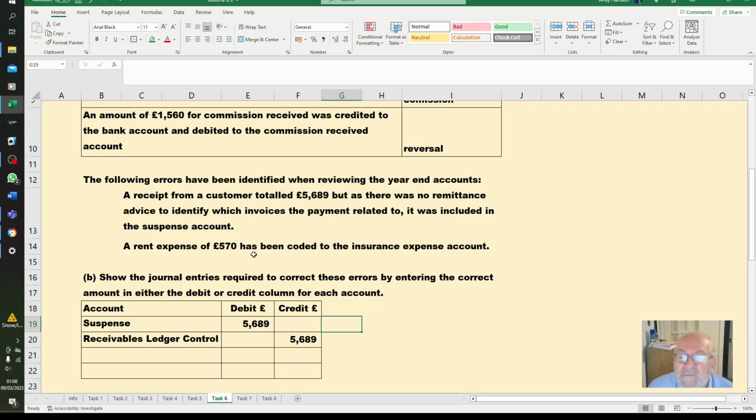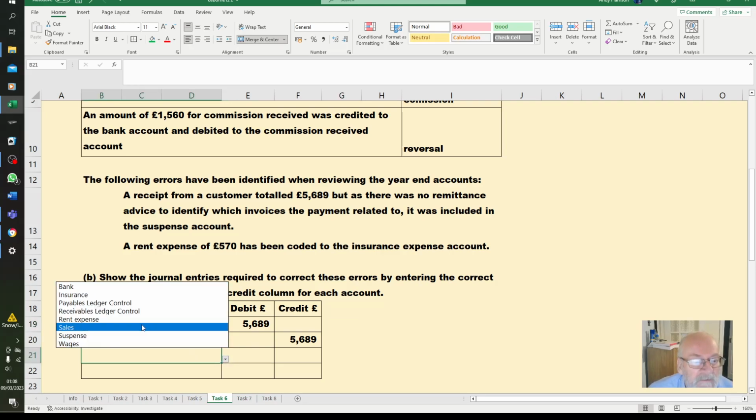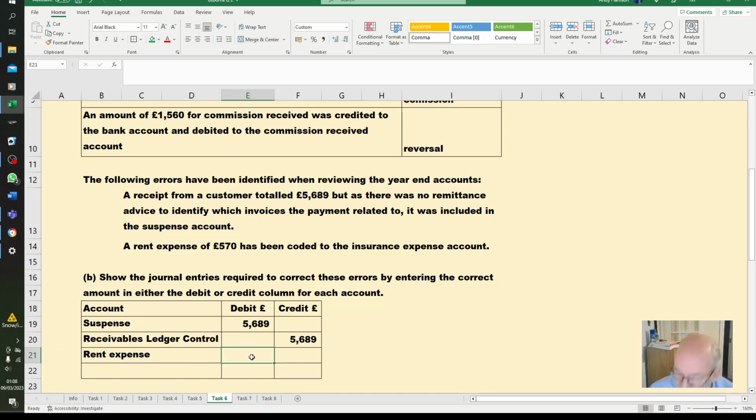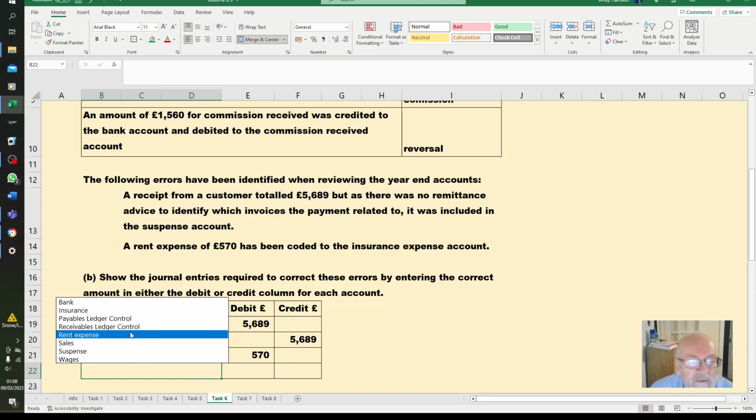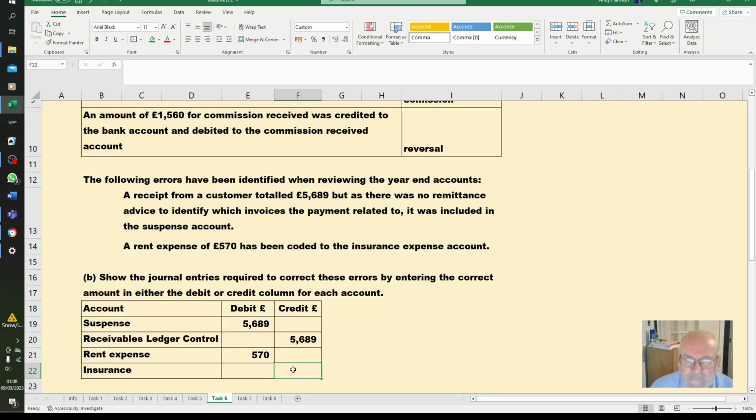And then the 570 is just an error of commission. It's been coded to the insurance expense account. Probably doesn't really matter. However, we should have debited rent. So no removing and posting correctly on this version. Just literally moving it from one to the other. So we're literally taking it out of insurance and putting it into rent.